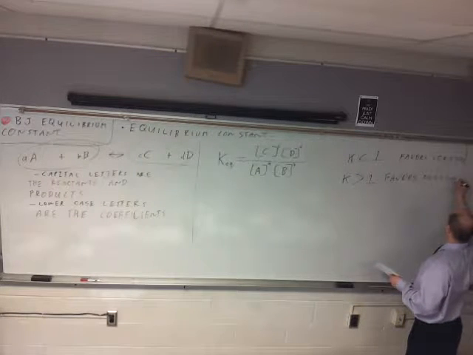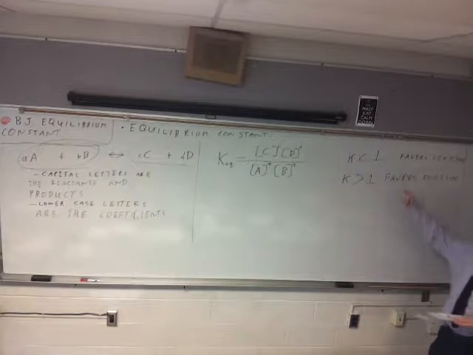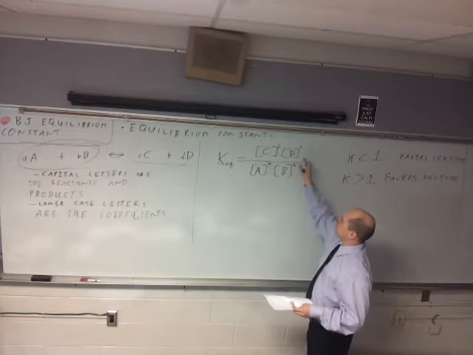So if it's less than 1, then A and B go up top? No, if it's less than 1, it just means A and B are big and C and D are small.